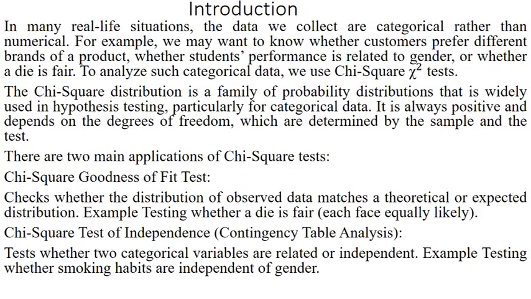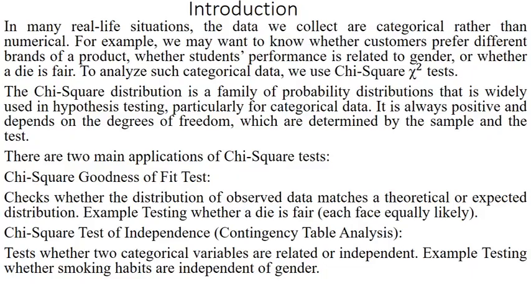So, for example, we may want to know whether customers prefer different brands of a product. That's an example. Or whether student performance is related to gender, or whether a die is fair. To analyze such categorical data, we use the chi-square test. That is the type of test that we use in analyzing categorical data.